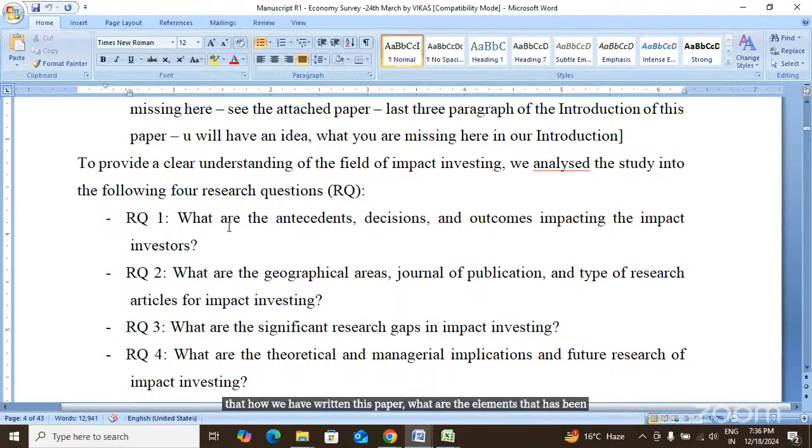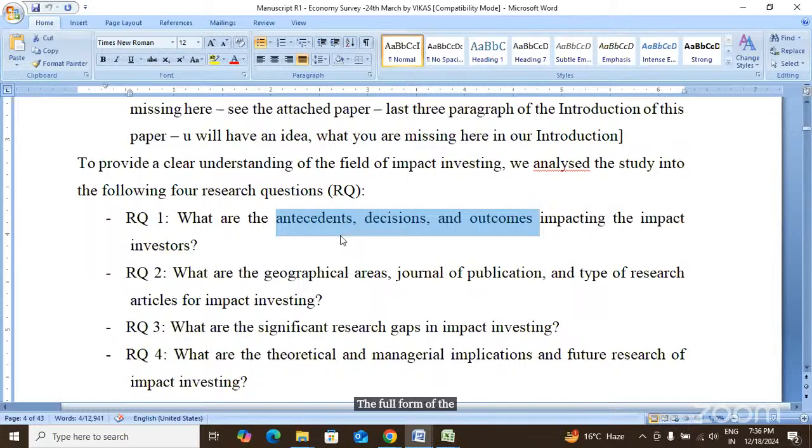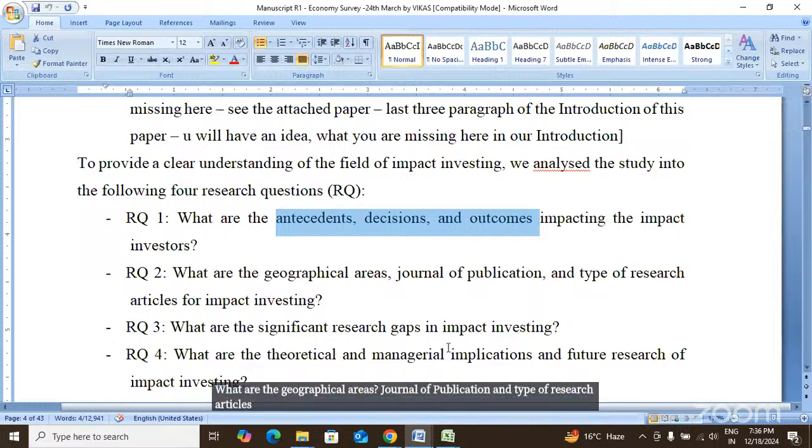I already told you that I have used the ADO model. The full form of the ADO model is antecedents, decisions and outcomes. So, what are the antecedents, decisions and outcomes impacting the impact investor? What are the geographical areas, journals of publication, and types of research articles? What are the significant research gaps, and what are the theoretical and managerial implications and future research for the impact investor?